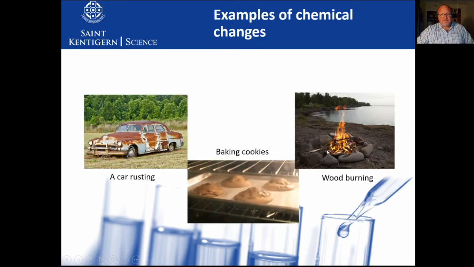So, when you burn wood, that's a chemical change. When you bake cookies, the reactions in there actually change things. And why does bread, for instance, rise, or cookies rise? It's because of CO2 being released. Okay, so that's all chemical reactions. A car rusting, iron rusting, is actually a chemical reaction.